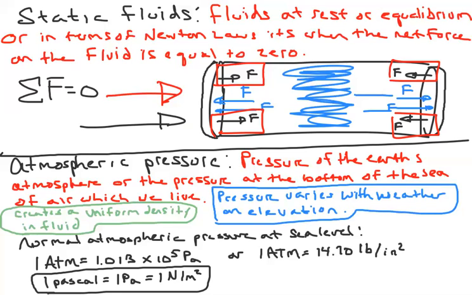And that pressure varies with weather and elevation, right? We know at the top of a mountain, the pressure is a lot less. At the bottom of a mountain, atmospheric pressure increases. And I don't know if you've heard during weather reports, but they constantly say, oh, high pressure, low pressure systems. So those are all related to atmospheric pressure and changes in atmospheric pressure. So it doesn't remain constant.